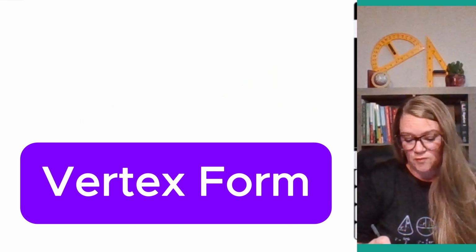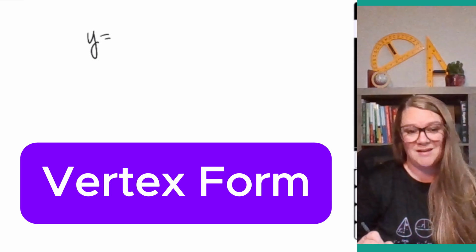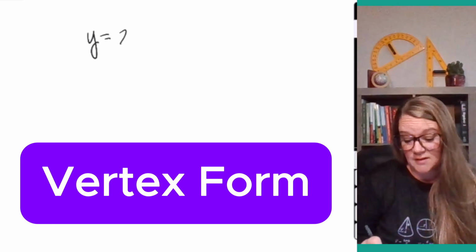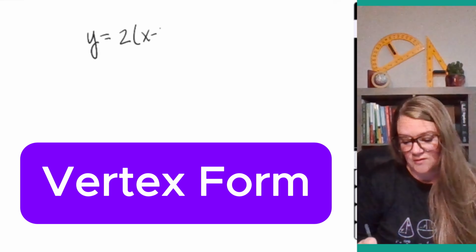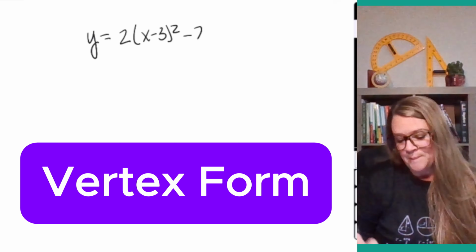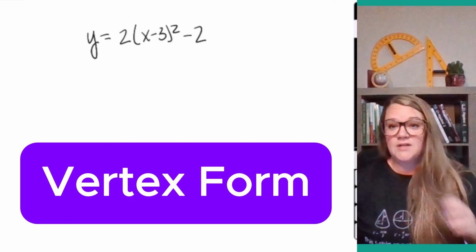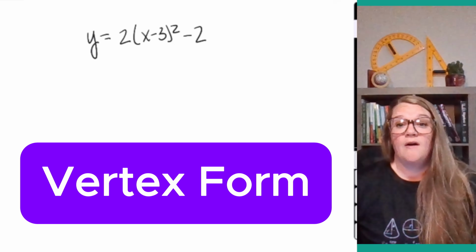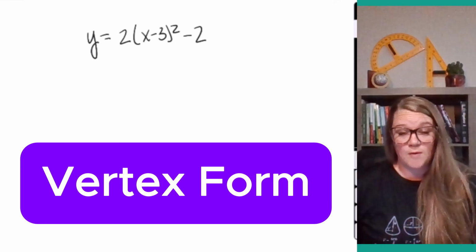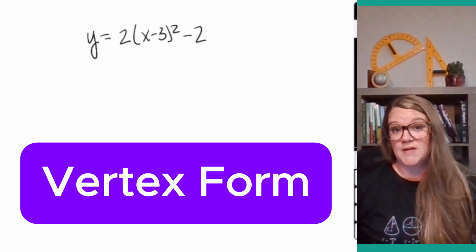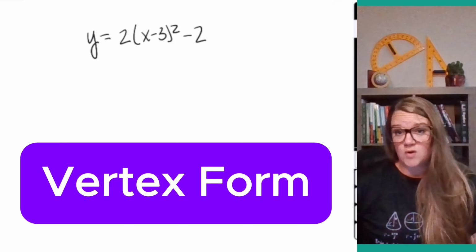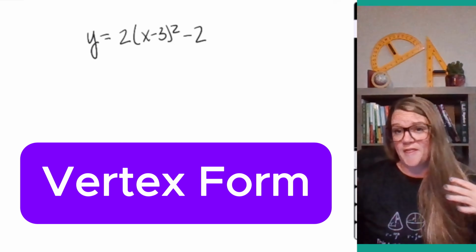Remember that vertex form is the form that we really like. In my opinion, it's the best one. It tells us so many different things about a function. And here we go. Here is our function in vertex form. This is the best form. Why? Because it tells us so many things. So remember, our goal is to graph this and find all the things about this.